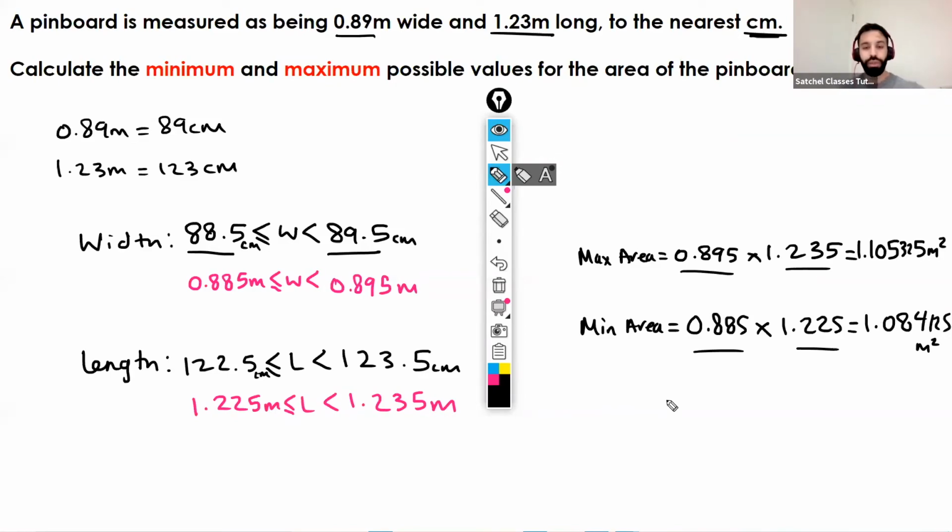All right, so this one, again, you didn't have to do anything out of the ordinary. You just have to work out the upper and lower bounds, and then think about it. The maximum area would require the highest possible length and the highest possible width, and the minimum area would require the lowest possible length and the lowest possible width.